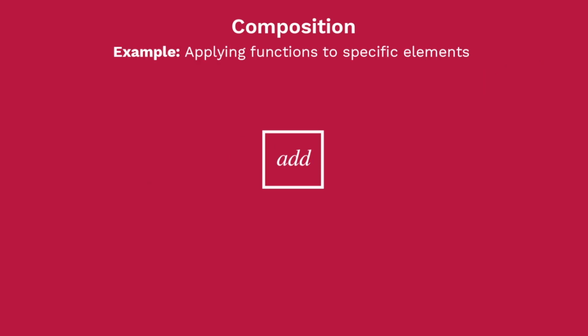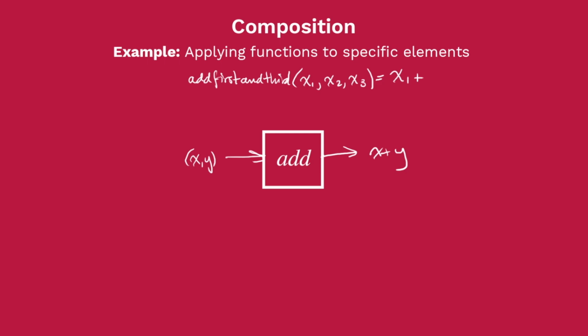Okay, let's look at one last example here. Let's say we are given this add function again, which we feed an x and y, and it gives us x plus y. And we want to define a function add first and third, which is going to take 3 arguments, and it's going to return to us x1 plus x3. So this is pretty similar to add, but it's not quite add, and I claim that we can do this by composition. So pause the video here and see if you can write down the expression of this function as a composition.